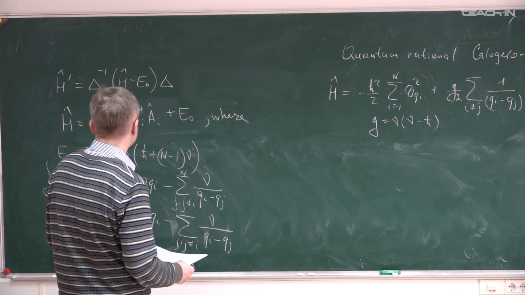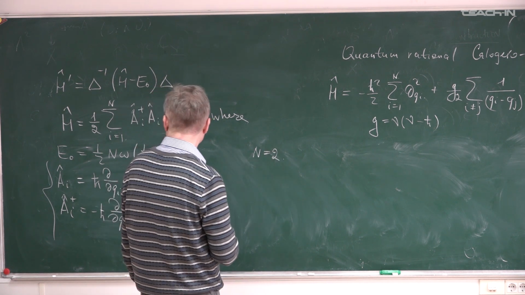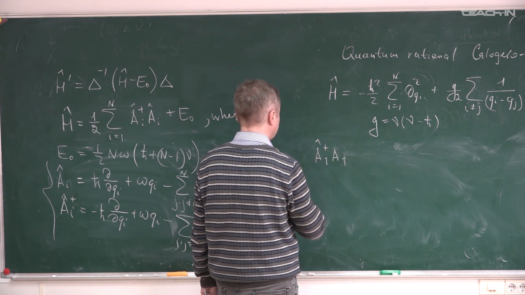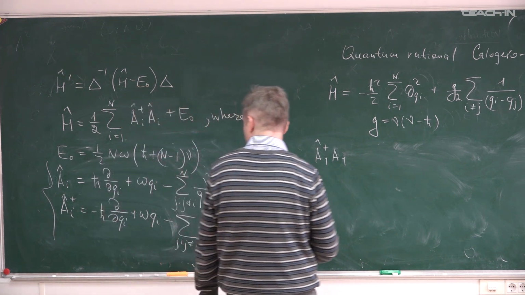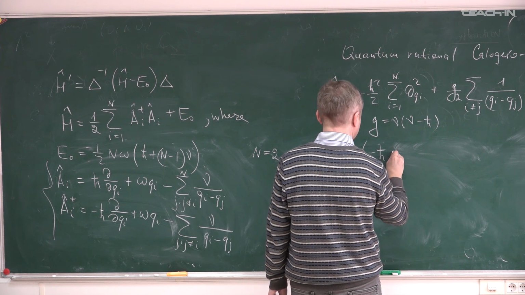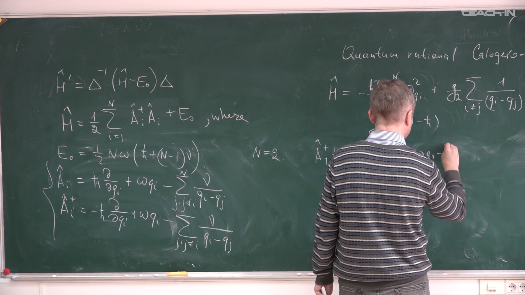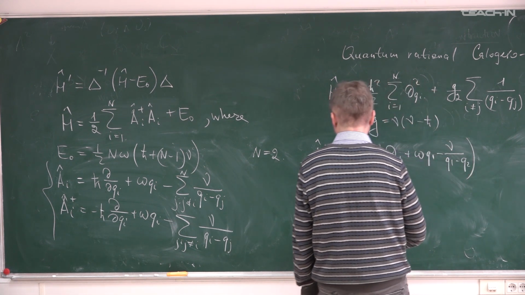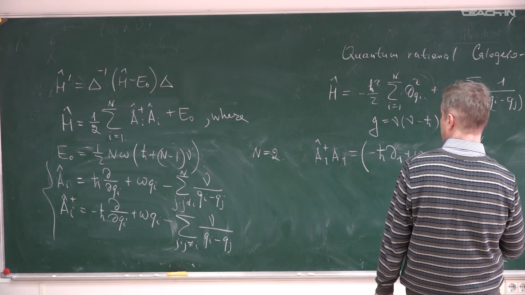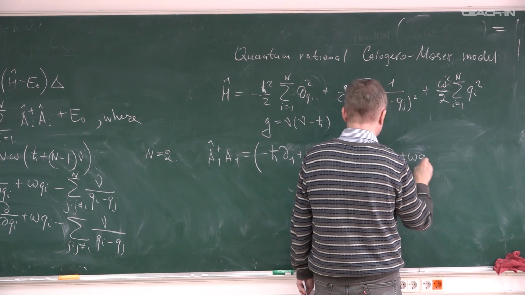Maybe we can do it in some simple case. For example, let us put n equal to 2, and let us consider A1 and A1. What do we have then? Let us write it explicitly. Then it's minus h d1 plus omega q1 minus nu over q1 minus q2. Yes, this is this operator, and then it is multiplied by the same but with the opposite sign in front of the derivative.